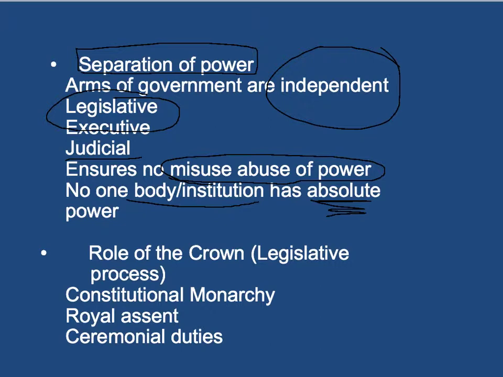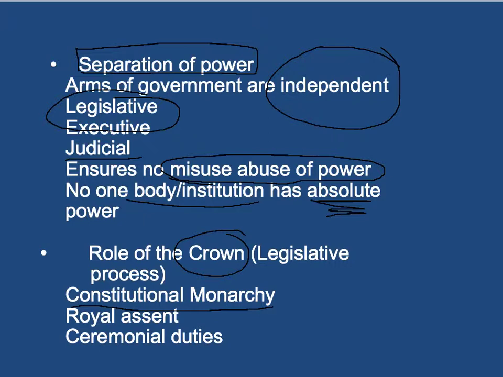The next principle is the role of the Crown. And this is generally seen in the legislative process. Australia is a constitutional monarchy, which means that the representative of the Queen, in this case, will take advice from his Prime Minister and Cabinet.